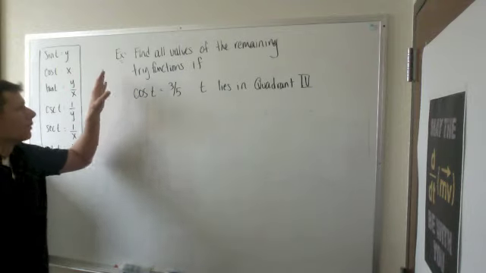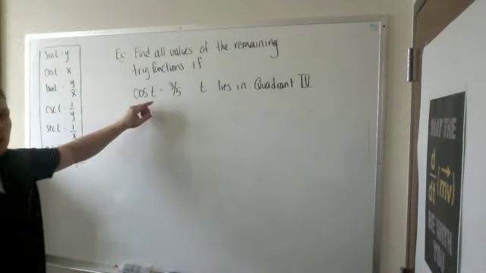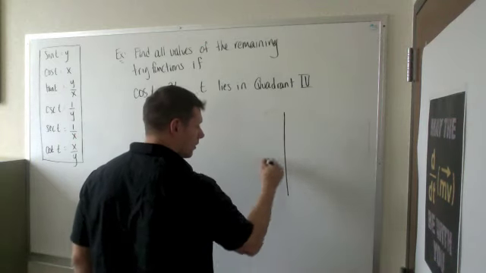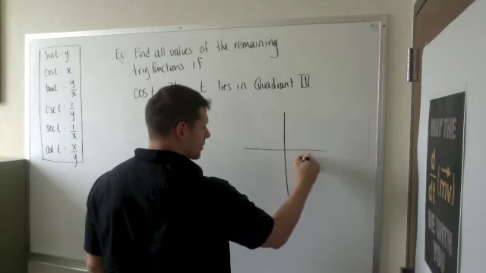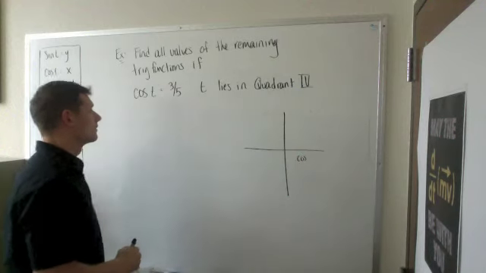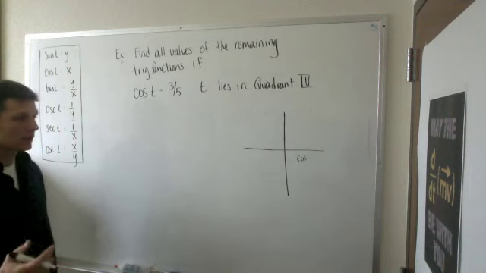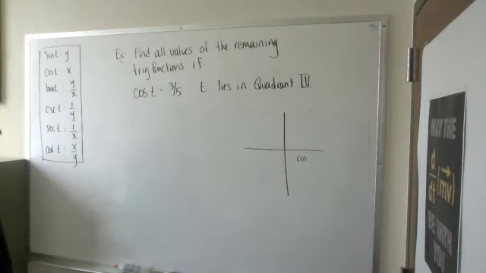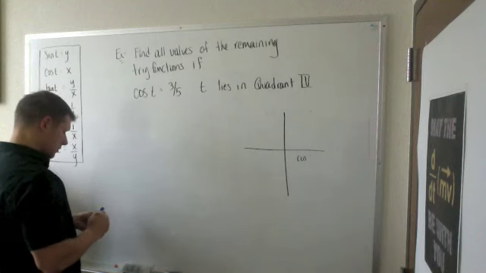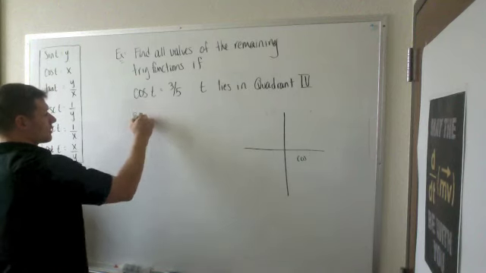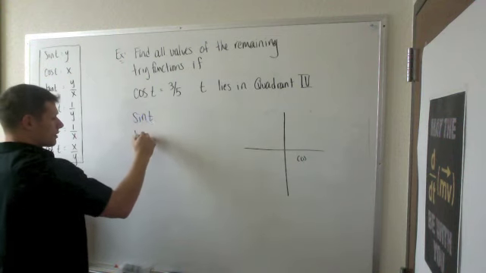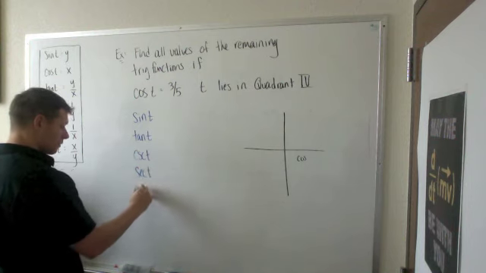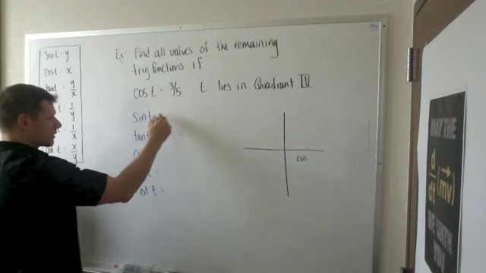Okay, so I have an example here. We want to find all values of the remaining trig functions if cosine of t equals 3/5 and t lies in quadrant 4. So quadrant 4, you might recall, all students take calculus, so cosine is the one that is positive in that situation. Okay, so cosine and secant are the positive ones. Everyone else is negative. So what we have here is cosine of t equals 3/5. We want to find the value of all the other trig functions: sine of t, tangent of t, cosecant of t, secant of t, and cotangent of t. And we have to find the values of all these guys.